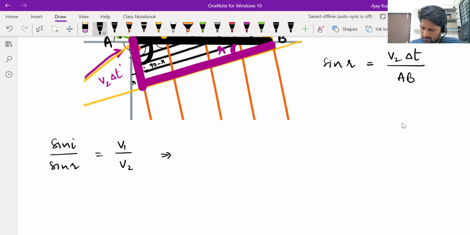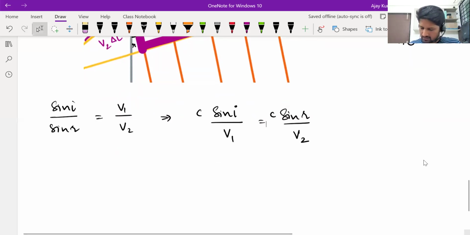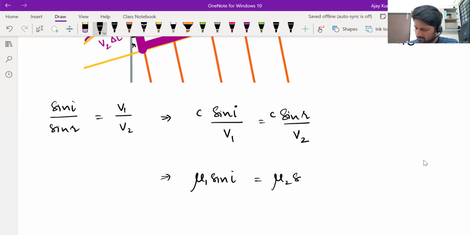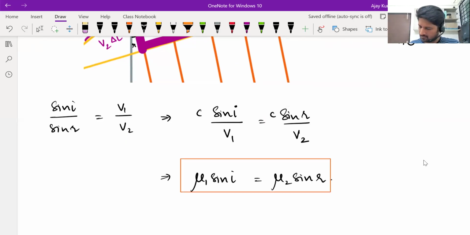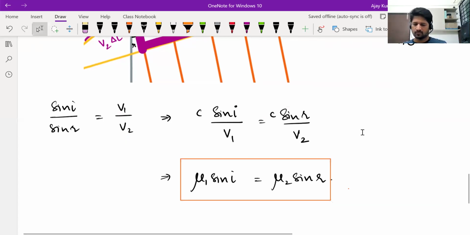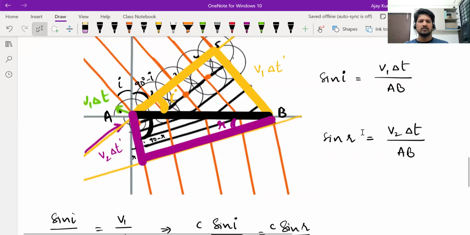So you can say sine I divided by V1 is equal to sine R divided by V2, and multiply C on both sides. Nothing wrong in that. You can multiply a non-zero number. And this is how you get Snell's law. Mu1 sine I is equal to mu2 sine R. Is the derivation clear to all of you?